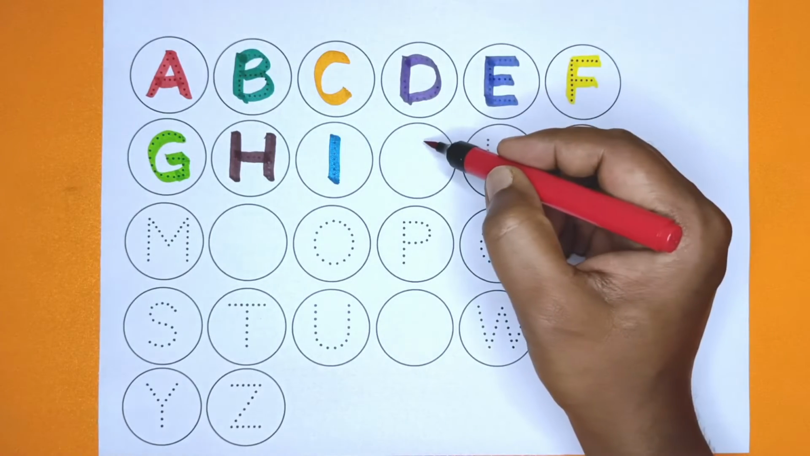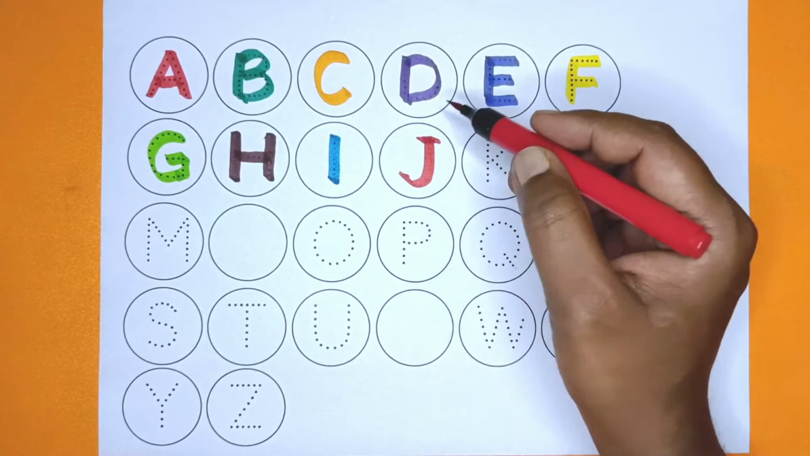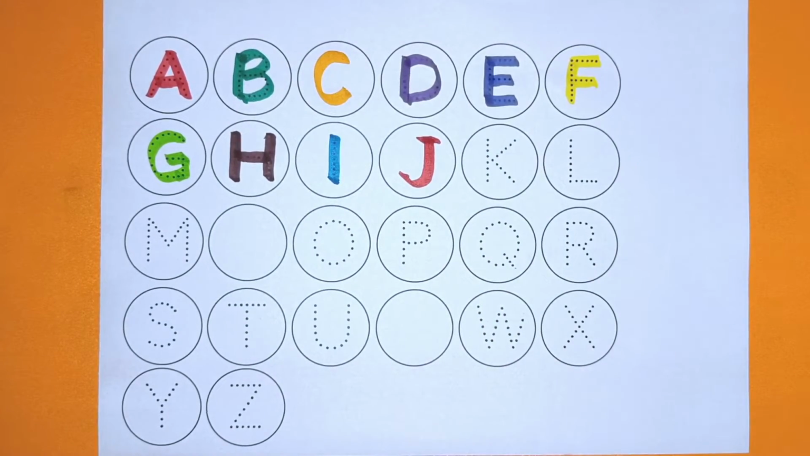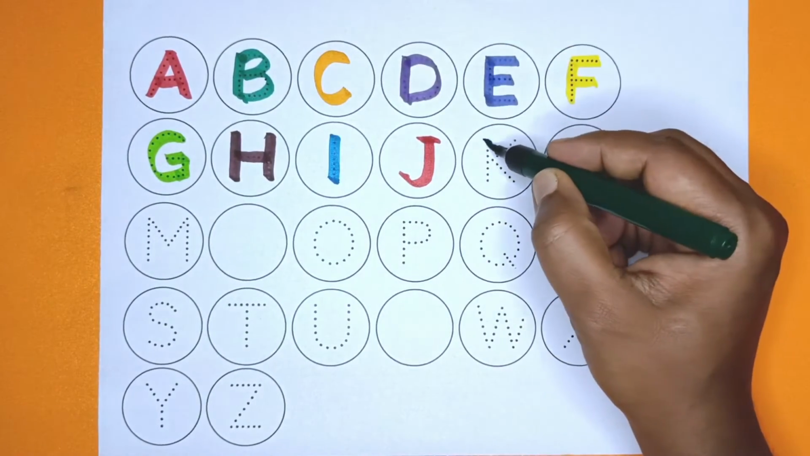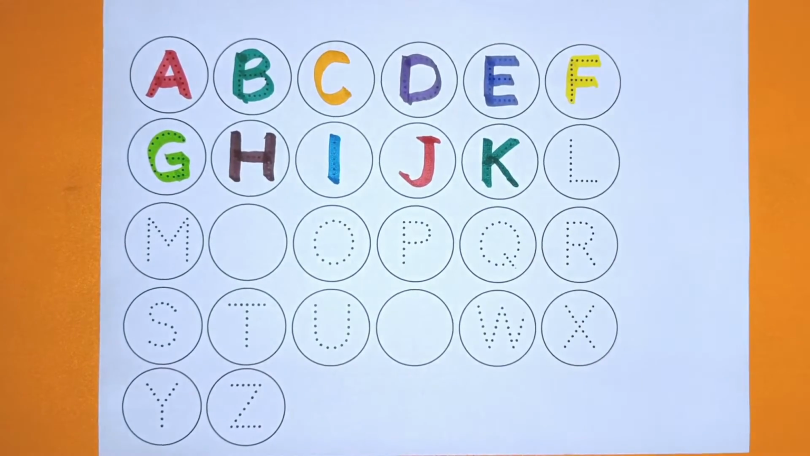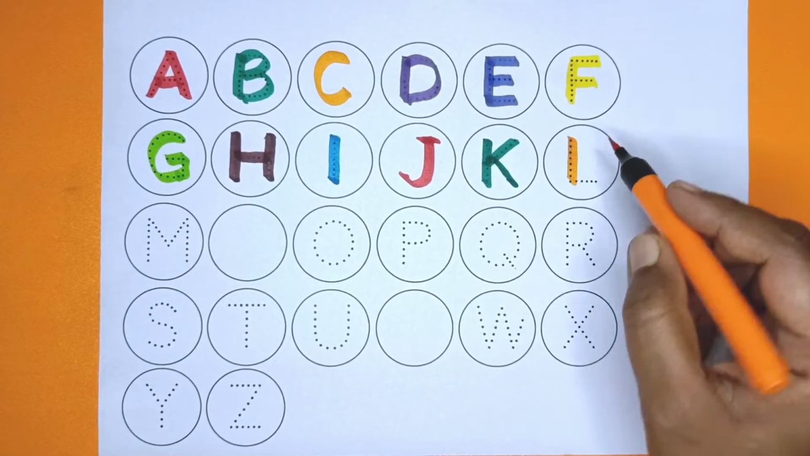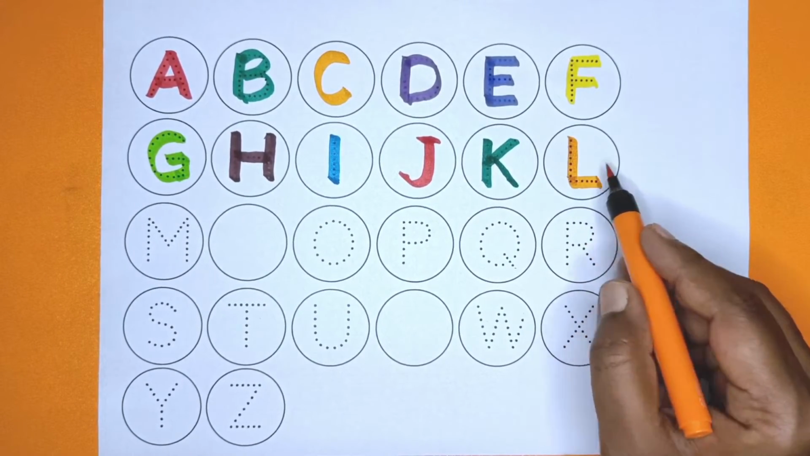Red color: J for joker, J for joker. Dark green color: K for kite, K for kite. Orange color: L for lemon, L for lemon.